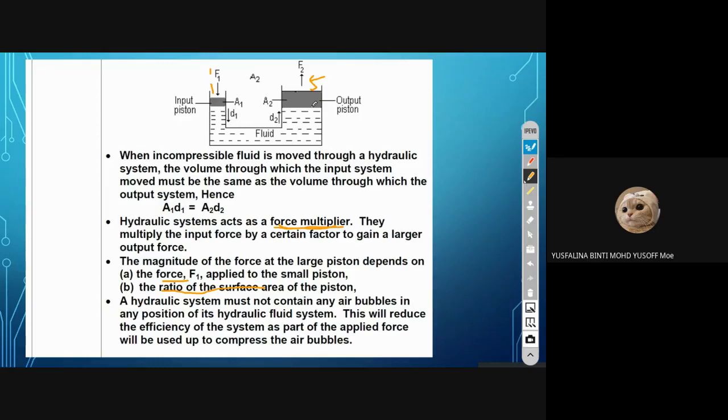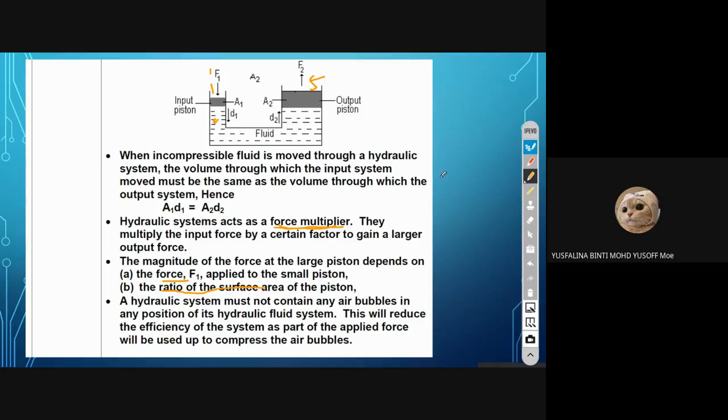So we don't want a bubble. Why? Because if we have a bubble here, then the force we give, let's say I give 10 Newton here, that 10 Newton will be used to compress the bubble first. So it will be wasted, right? That's why we don't use water here. That's the meaning. The force will be used up compressing, and only a little will reach the output piston, so the force will be decreased. That's why we use the oil, we don't use the water.